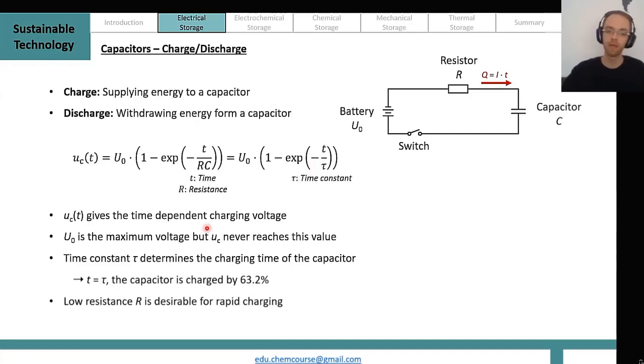So when your time is equal to this time constant, when t equals tau, the capacitor is charged by 63.2%. This is simply given due to this exponential term here. And you also see that a low resistance R is desirable for rapid charging, because if R gets smaller, then your time constant gets smaller, and this means you can charge quicker.